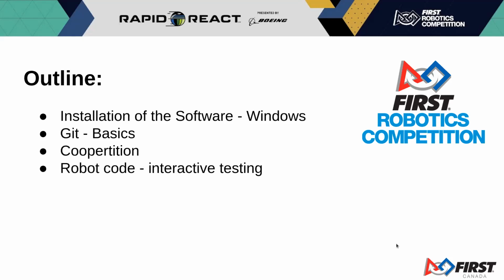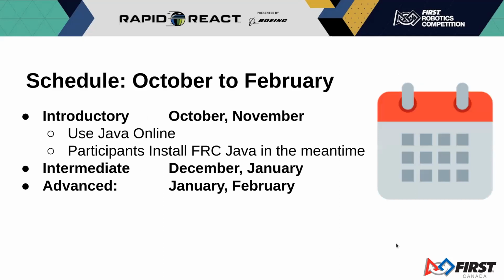There's the outline for this evening. Our schedule again from October to February. We're still in our introductory phase. And we're hoping that as these first few sessions go on, you're installing FRC Java and all the associated libraries and software in the meantime. And please feel free to reach out if you need some assistance in installing these. Later, of course, we're doing our intermediate and advanced sessions, perhaps at the end of December and into January and February.